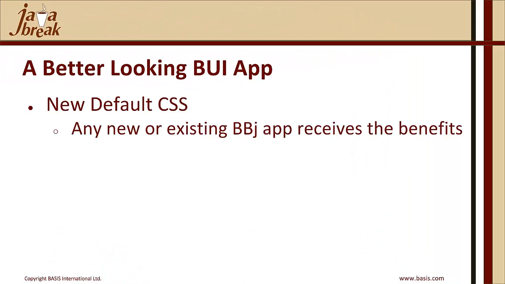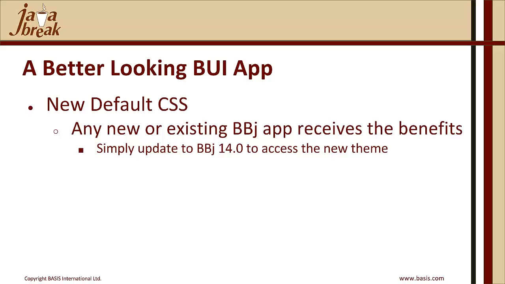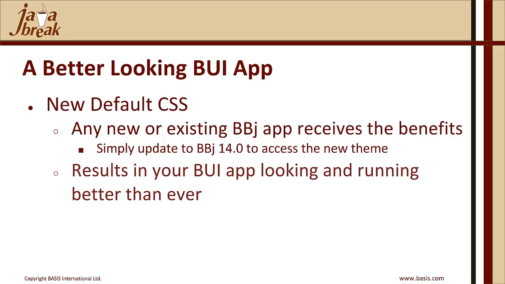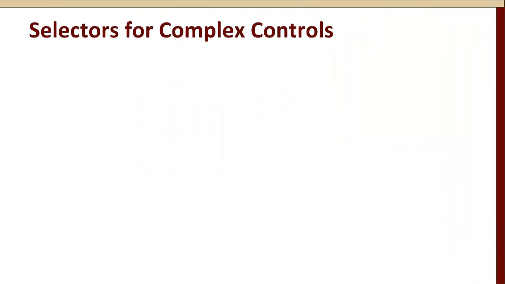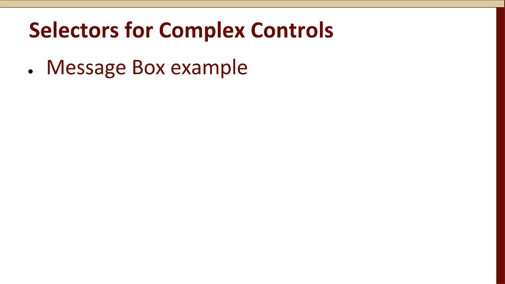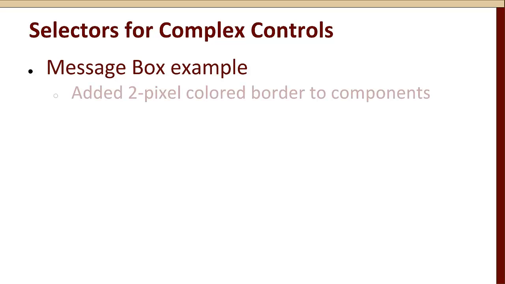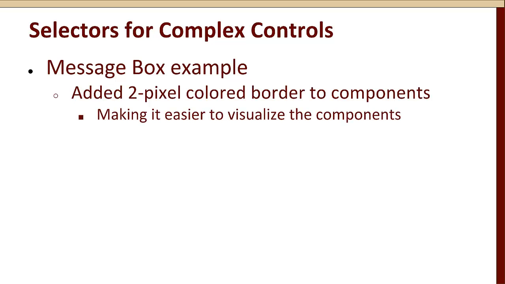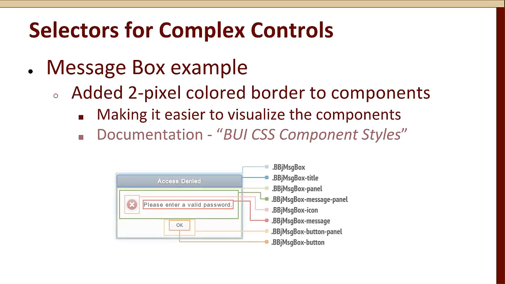Any new or existing BBJ app receives these benefits automatically. All you have to do is update to BBJ 14 to access the new theme. It results in your BUI app looking and running better than ever before. We've even added selectors for complex controls. So message box example, we added a 2-pixel colored border to the components, making it easier to visualize the components.